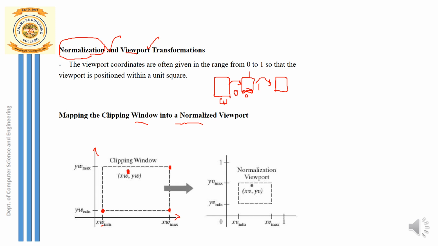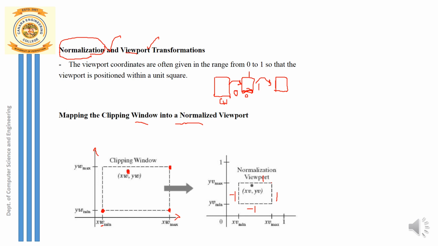What is that fixed boundary? The fixed boundary can be something like this. By default, usually the fixed boundary will be something like this. The lower limit is -1, that is x min and y min are -1, and x max and y max will be +1. So usually the standard size for your normalized viewport falls in the range -1 to 1. Okay, so now you can see I'm mapping this clipping window to the normalized viewport.